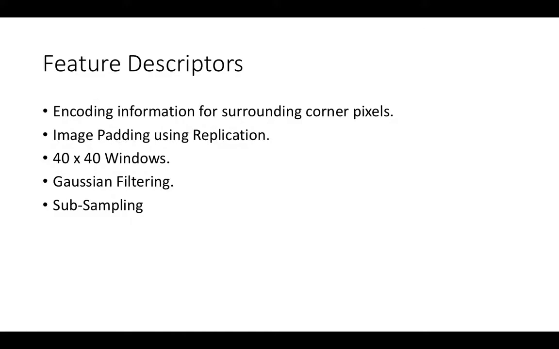Next, we produced feature descriptors, which have some encoding of the surrounding pixels. For every corner, we took a 40 by 40 window. Because some of the corners might be at the end of the images, we had to pad the image using a replication technique. We then applied a Gaussian filter and then subsampled these windows to get a 1 by 64 feature descriptor.